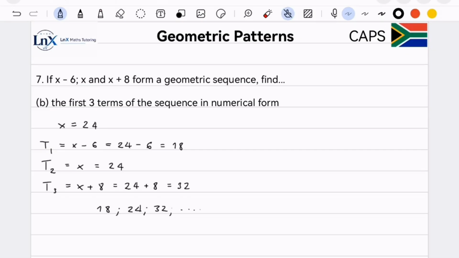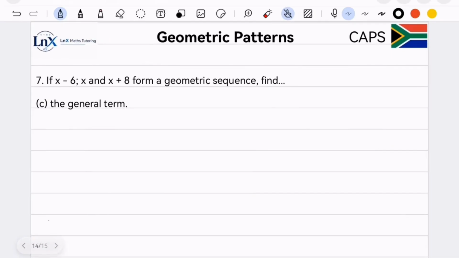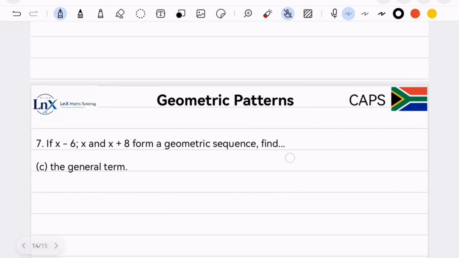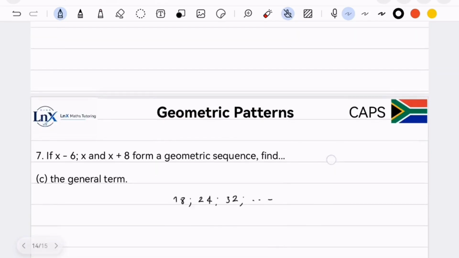Alright, now that we are done with question 7b, let's go to the next and final question. So our next question is 7c, which reads, if x minus 6, x and x plus 8 form a geometric sequence, find the general term, right? So we already know our sequence. We just refer here. You know it's 18, 24, 32, and so on, right?